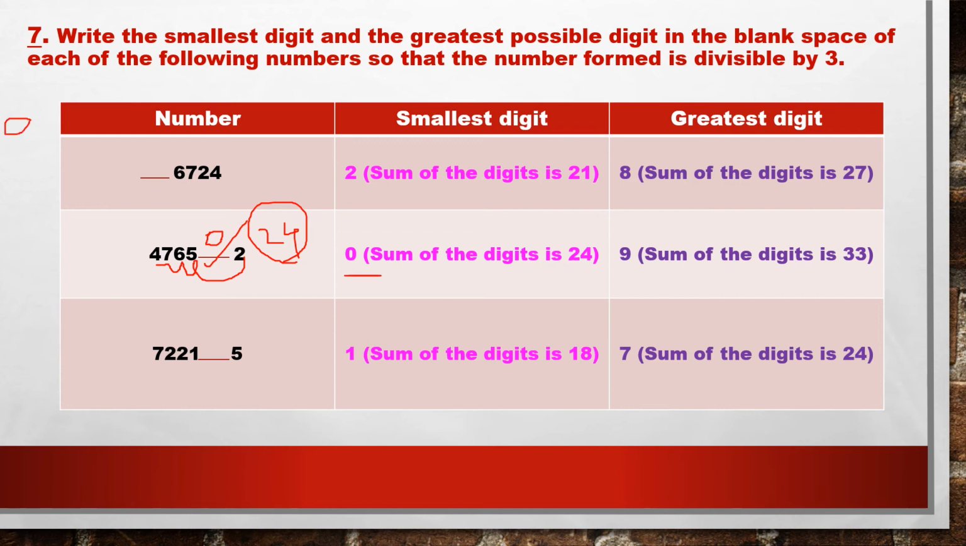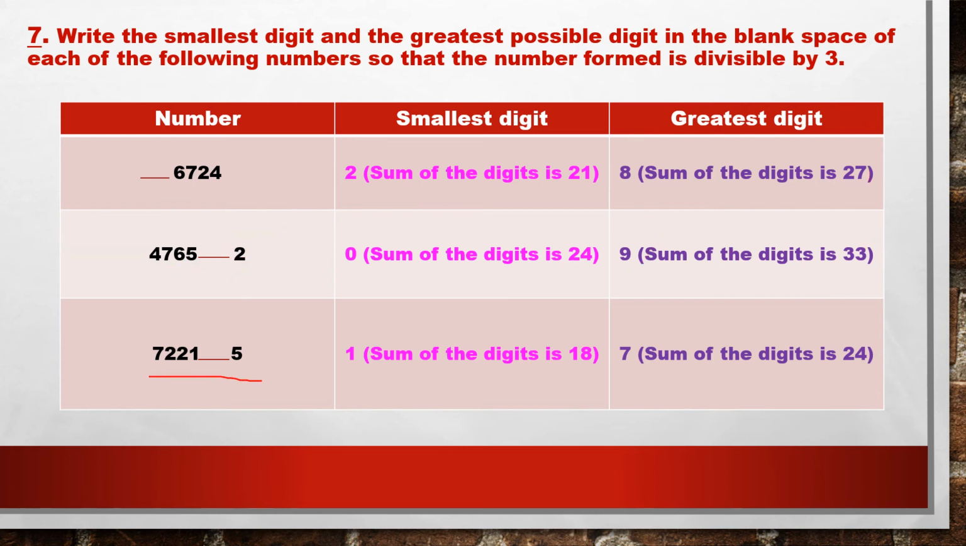Check from 9, 8, 7, 6. Okay, 9: 24 plus 9 is 33. 33 is divisible by 3, right? So you can place 9 directly. Clear? Now let us go to the next one.